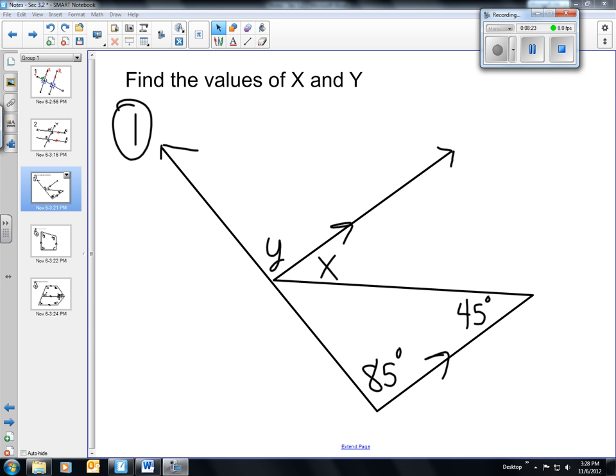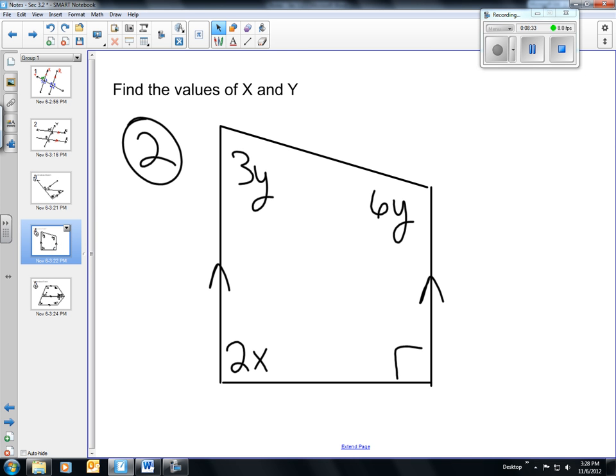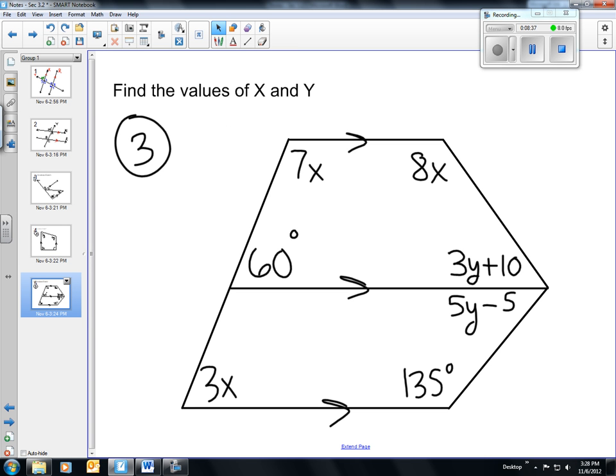So for your homework assignment tonight, we have 3 problems, and you need to find the values of x and y in each diagram. So number 1 and number 2, again, find the values of x and y. And number 3, find the values of x and y.